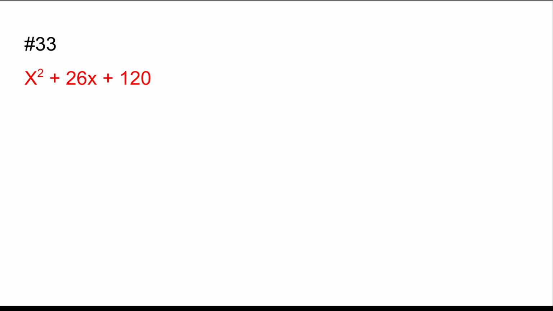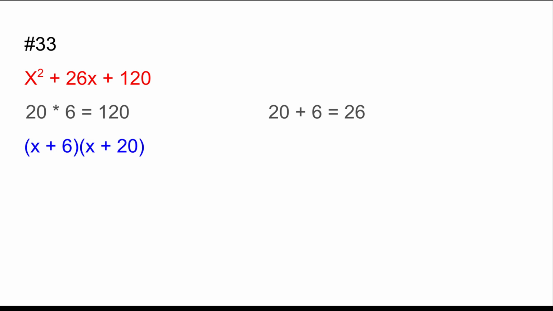Number 33, x squared plus 26x plus 120. So what numbers multiply for 120? If you get a little stuck, you can think of this as 12 and ask what numbers multiply for 12. Well, 3 times 4, 12 times 1, 6 times 2, and that might help you figure out that 20 times 6 is 120, and 20 plus 6 equals 26. So our two numbers are 20 and 6, both positive, so our solution is x plus 6 times x plus 20. This is the factored answer.